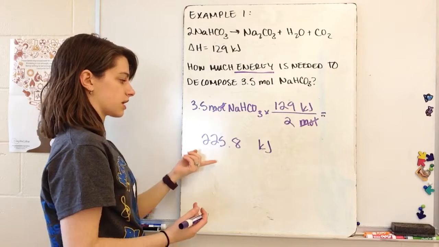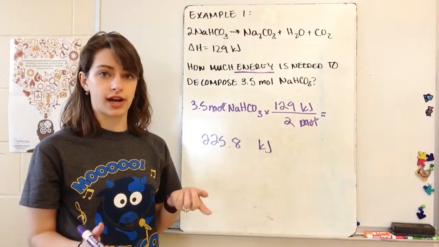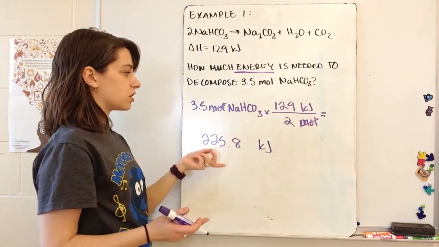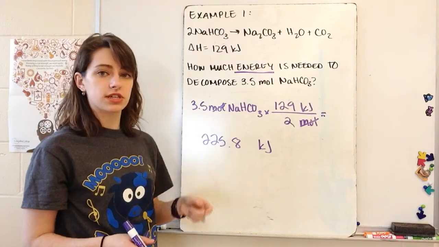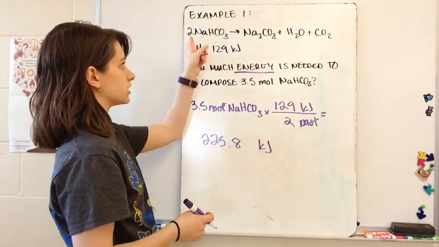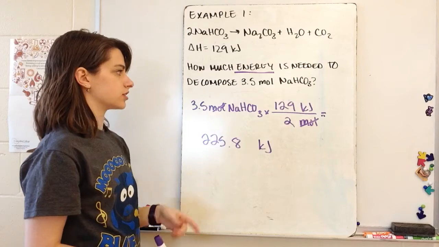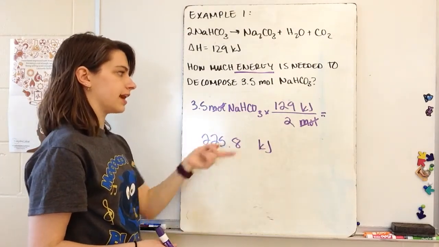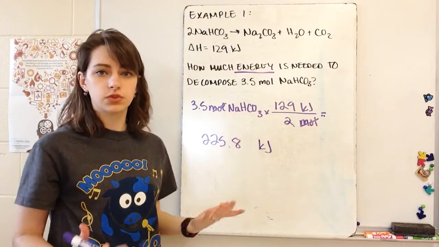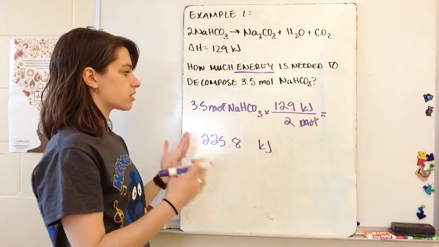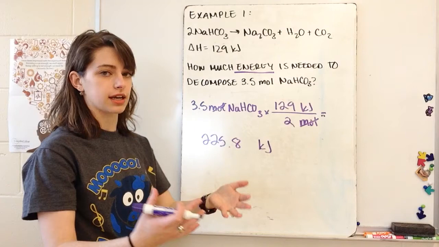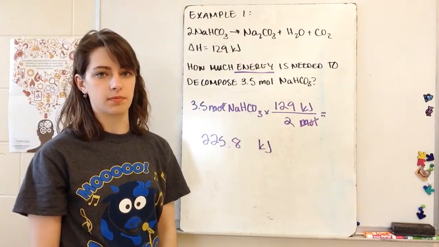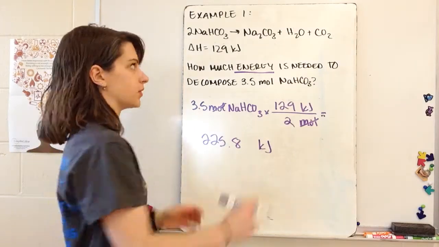Well, is 225.8 more than 129? Yeah. And it's a little bit more because we have a little bit more stuff. We started with 2 because 2 is our number from our balanced chemical reaction. 3.5 is a little bit more than 2. So 225.8 is a little bit more than 129. So that makes sense. If we have more stuff that we need to decompose, we need more energy to make that happen. Let's look at one more example.